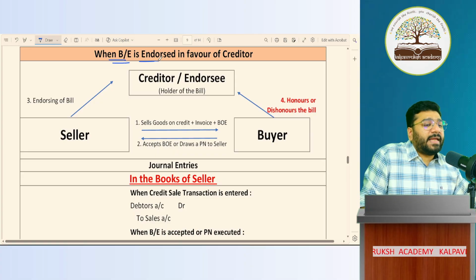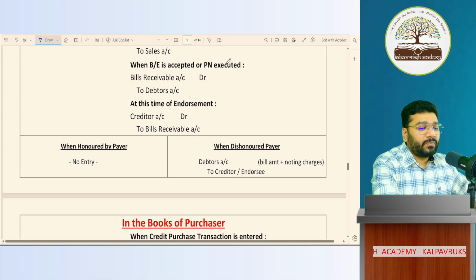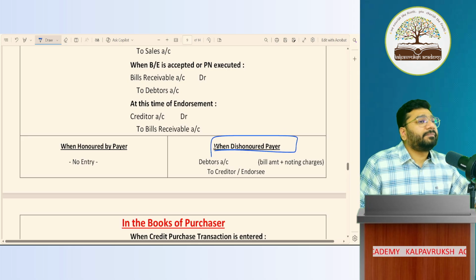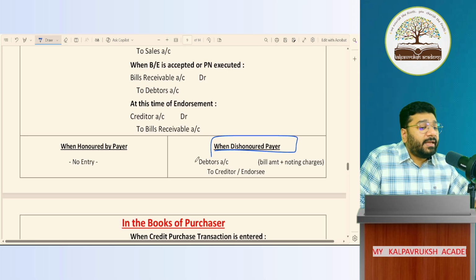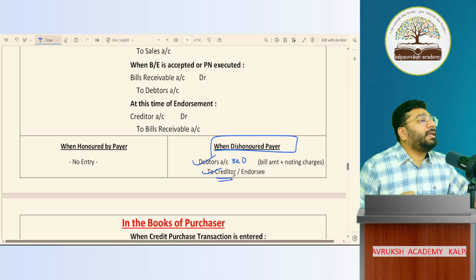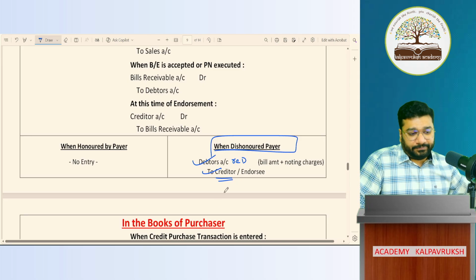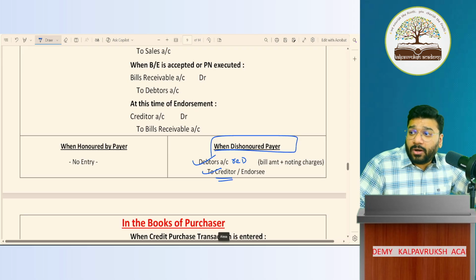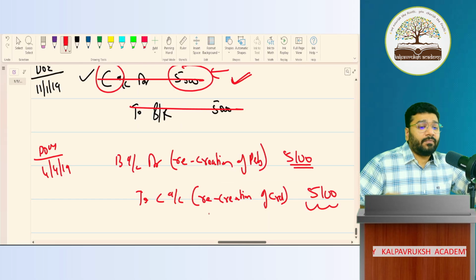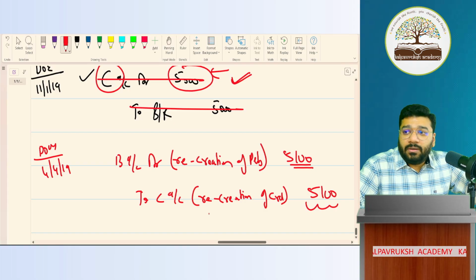When the bill of exchange is endorsed in favor of the creditor, what is the dishonourment entry? When the bill is dishonored, the entry is recreation of debtor, and you recreate the creditor. Both of them get recreated. Got it, not got it? Online people, got it, not got it? Yes, sir.